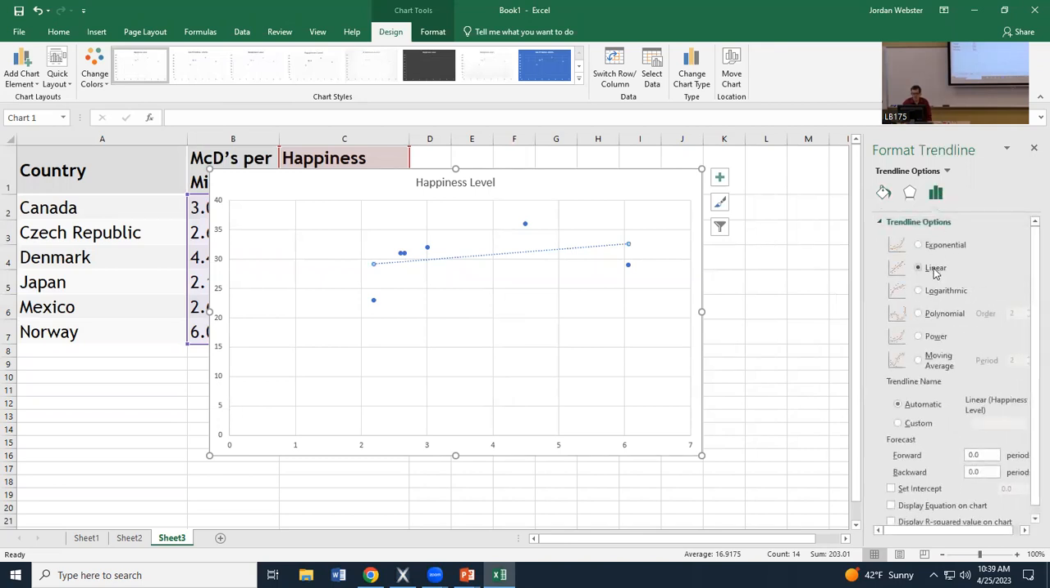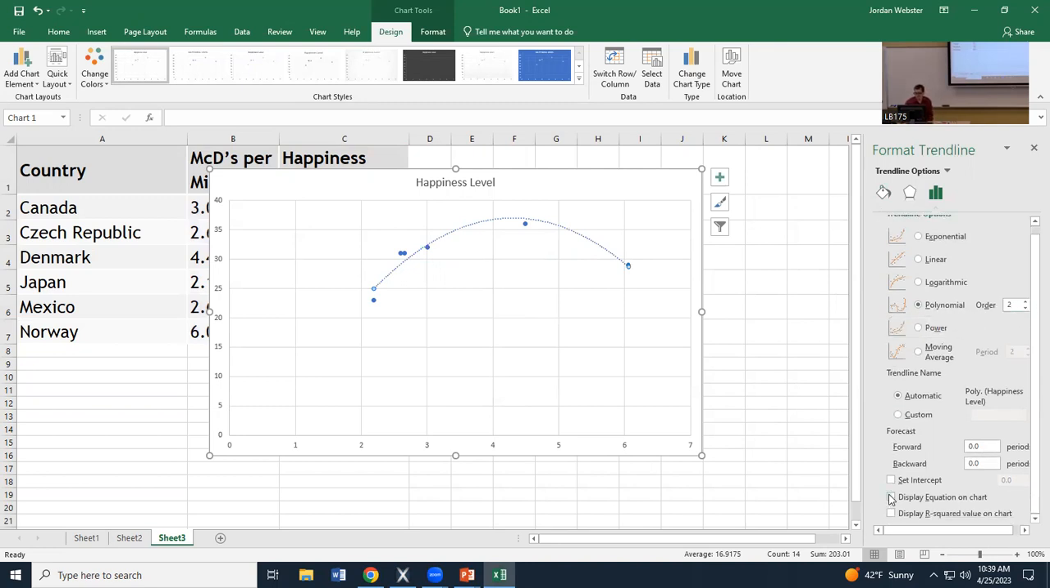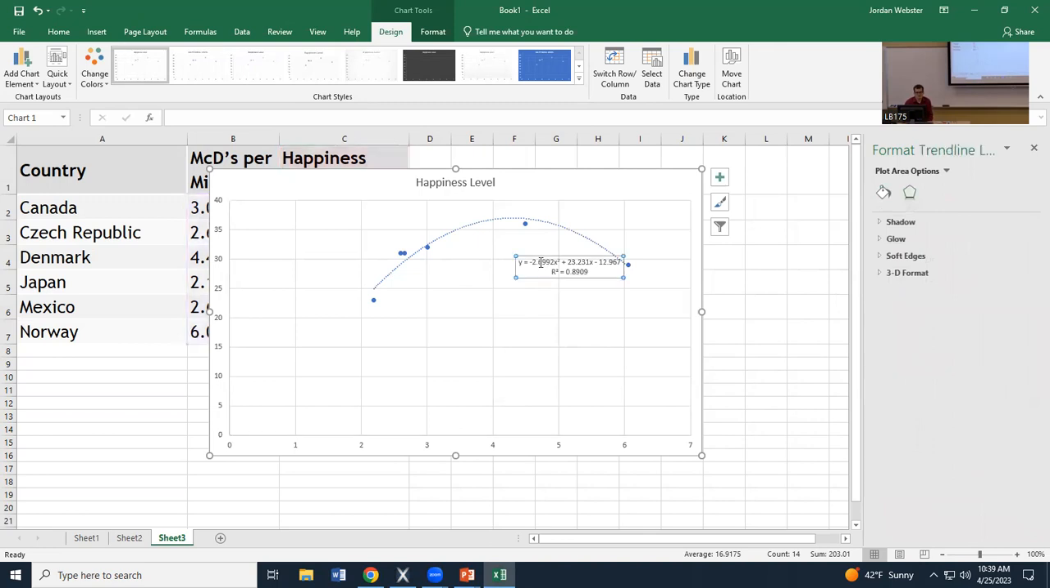And you don't want to be on linear, you want to be on a polynomial of degree 2. I follow that. So it's not going to say quadratic. You'd have to pick polynomial order 2. And then once again, we'll display the equation, display the R squared, and that's it. Move that thing around. There. Make it a little bit bigger.